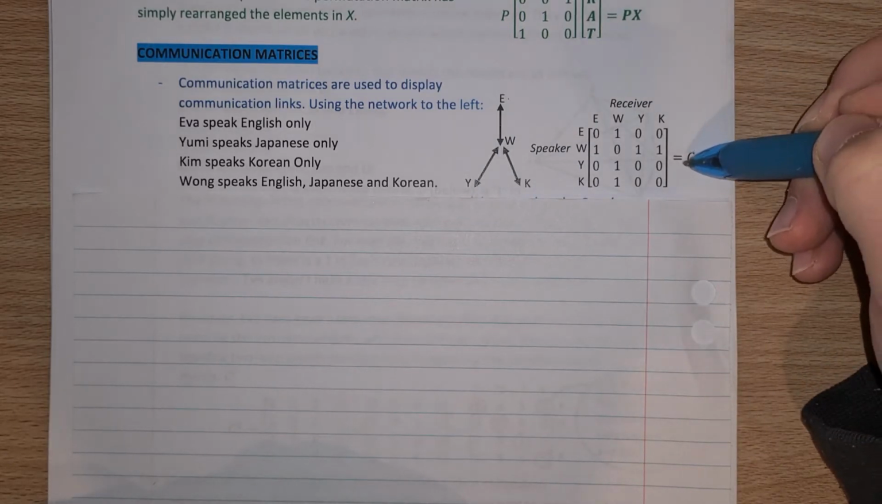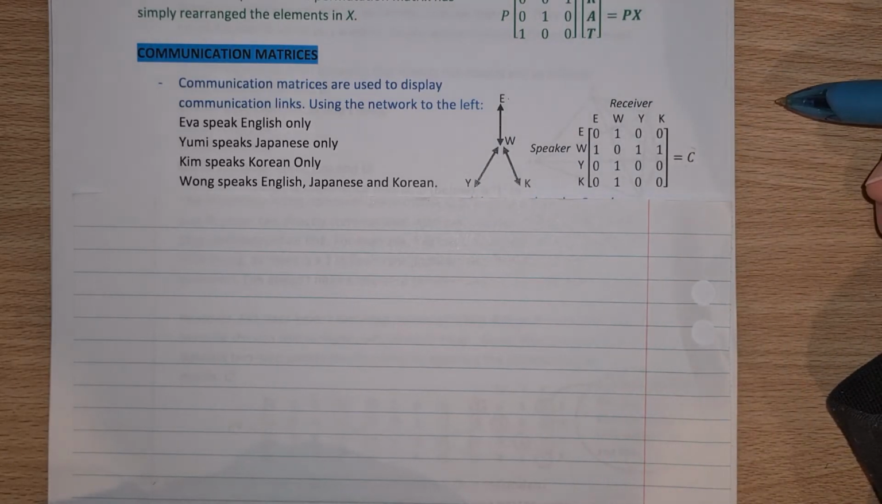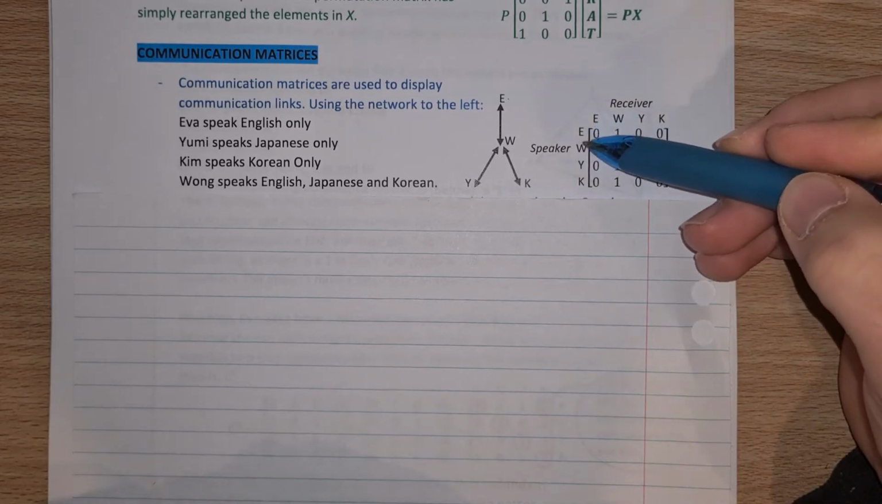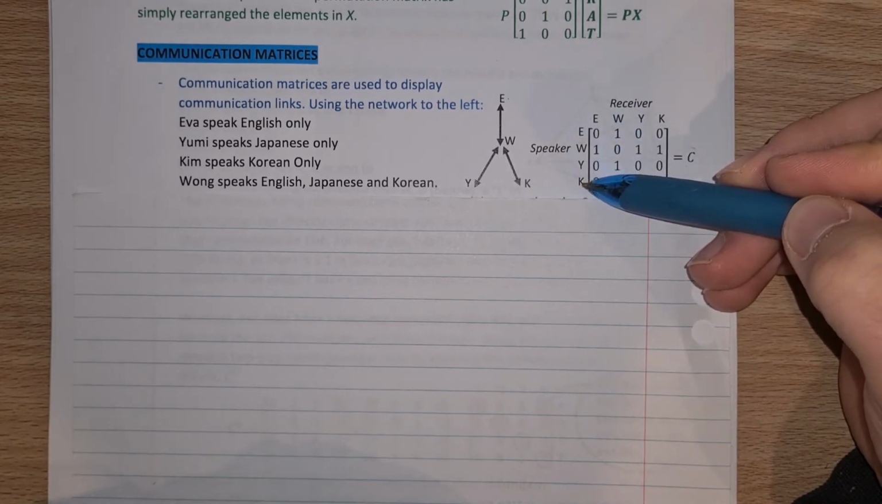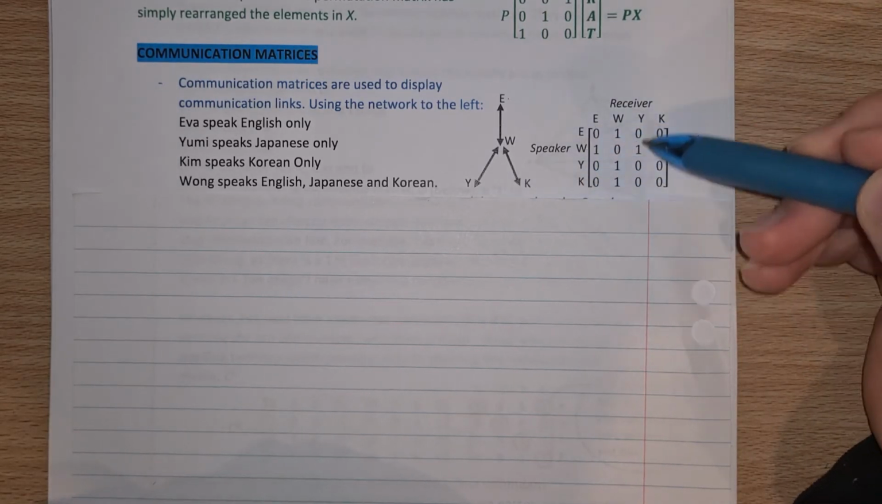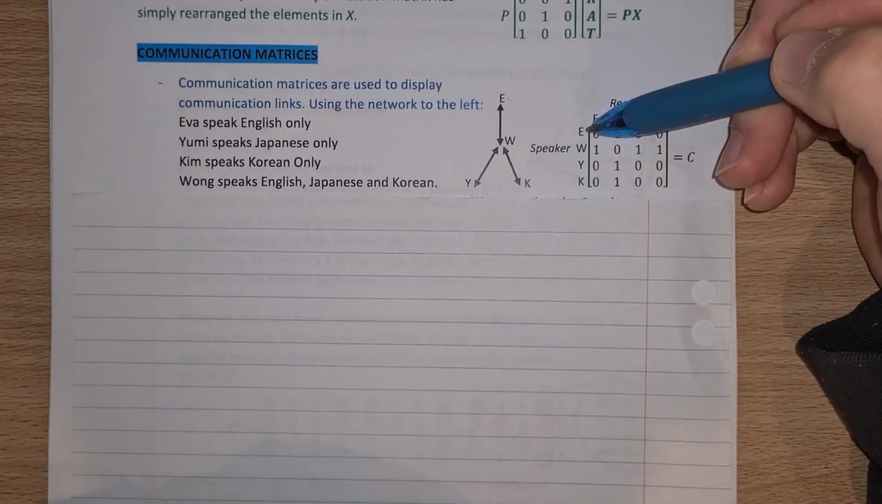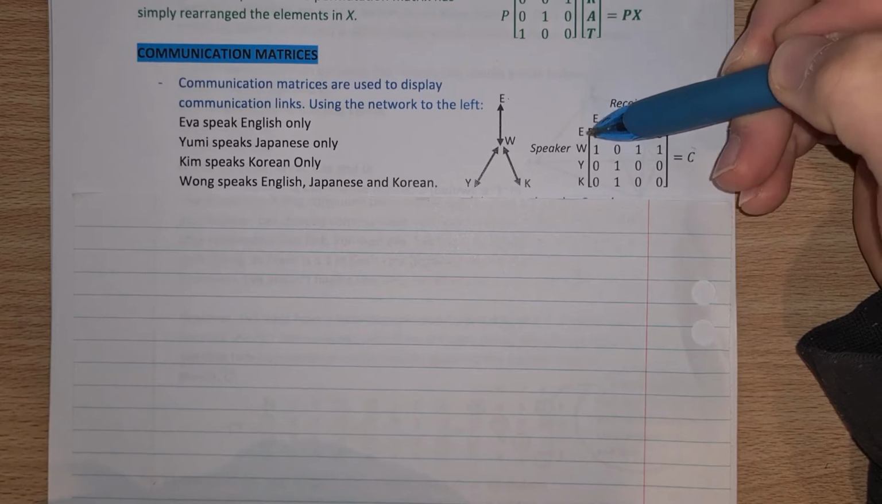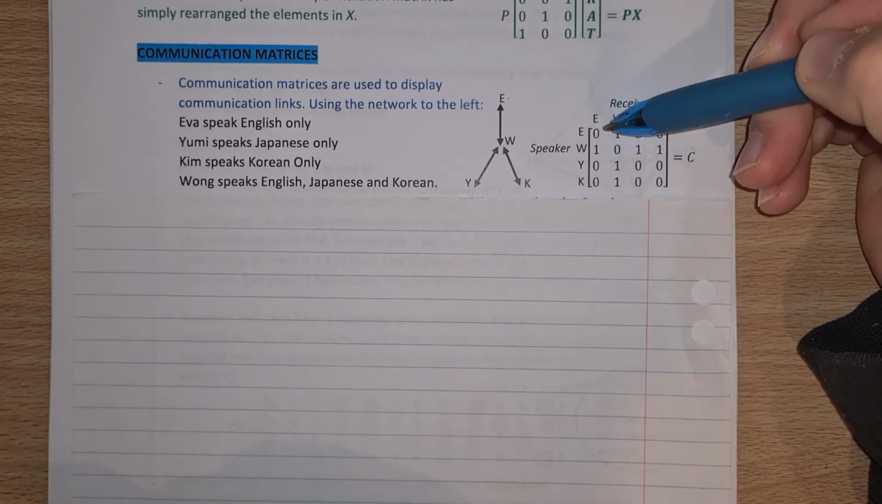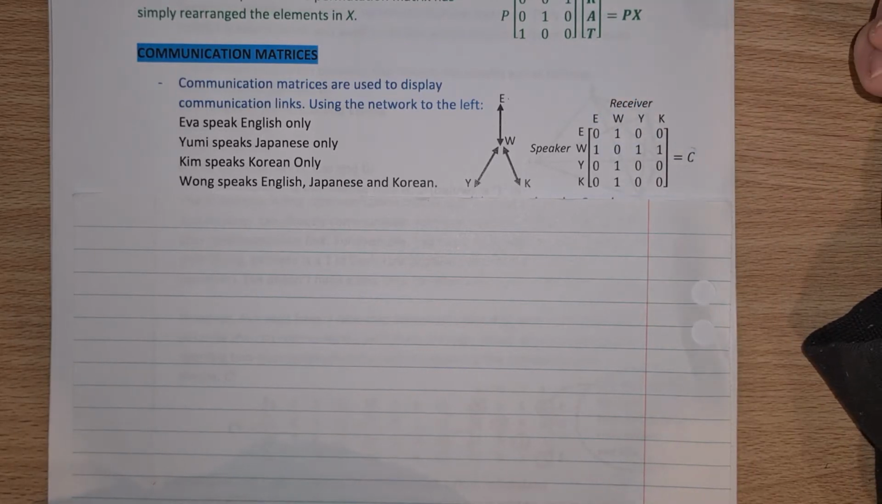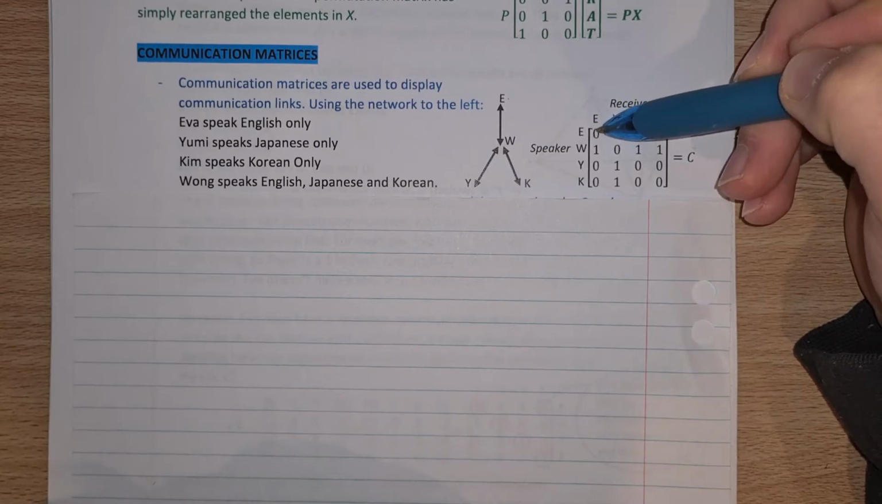So we can form the communication matrix C, where we've got the speakers on our left, or the rows, and receivers in the columns. So Eva can obviously speak with Eva, but it's not really important information because we already knew that. So we don't need to put a 1 there. We're going to put a 0.